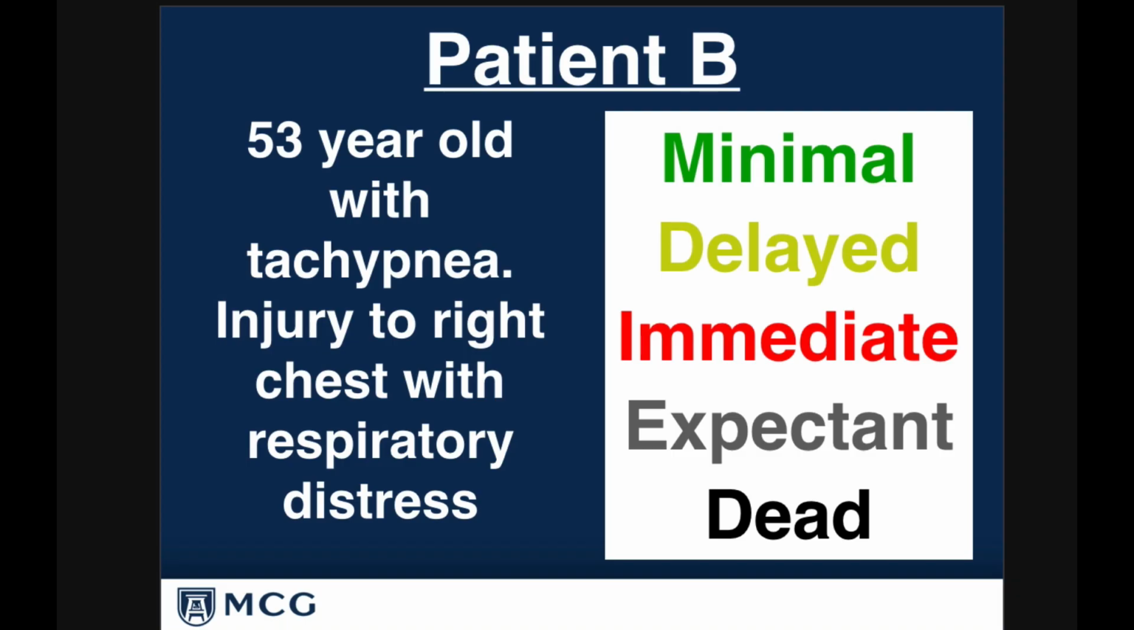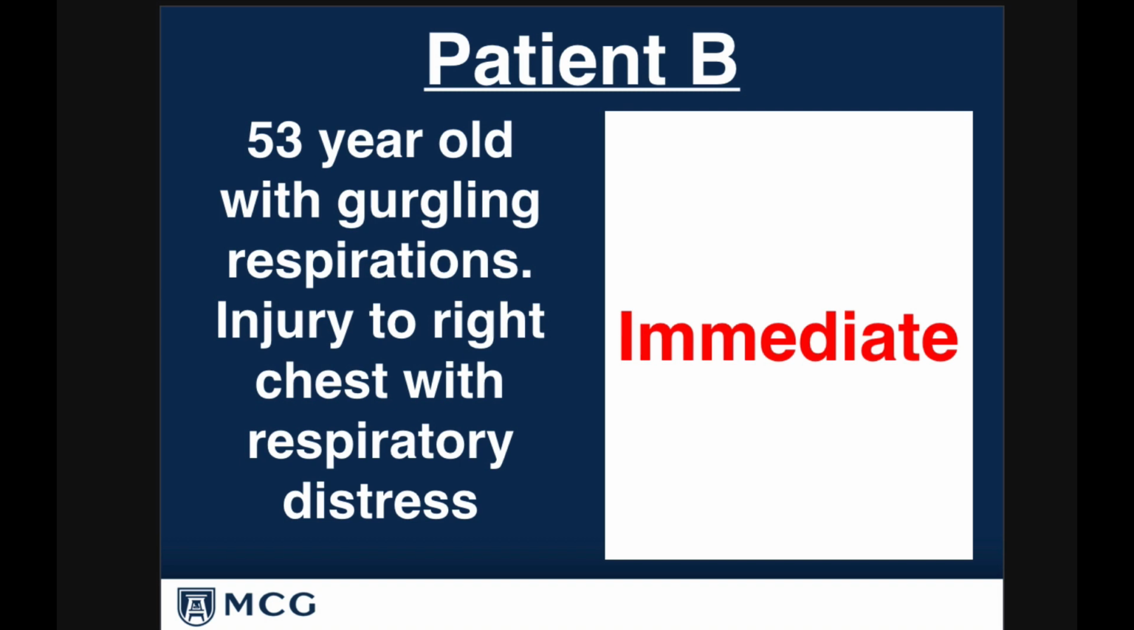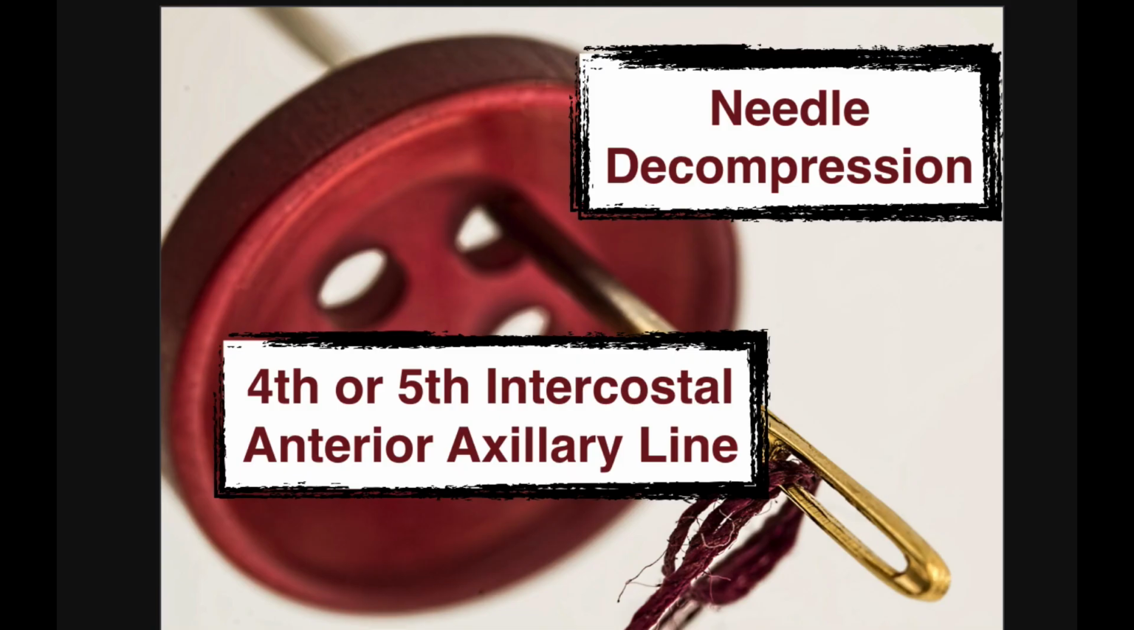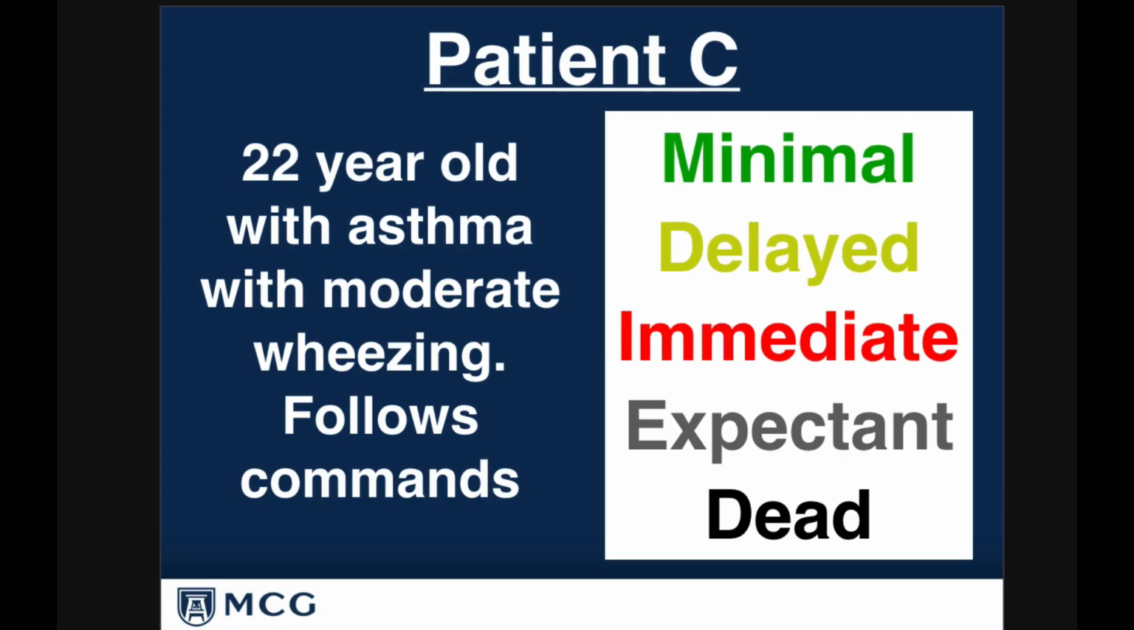Okay? Next up, 53-year-old with a kidney injury to the right chest with respiratory distress. Immediate. Oh, Baines wants a marker, but not quite quick enough, right? So this would be one that you could do something immediately for, right? All right, remember, ignore that second intercostal nonsense. It doesn't work. Next up, 22-year-old with asthma. Moderate wheezing, though. Following commands. What do you want to do?